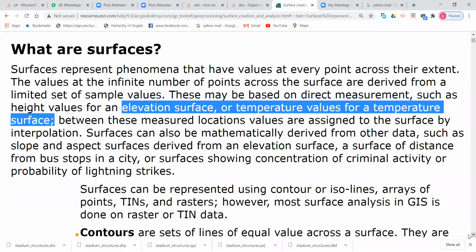Now, surfaces relate to what we call slope and aspect. So now slope, I think we all know what slope is, right?